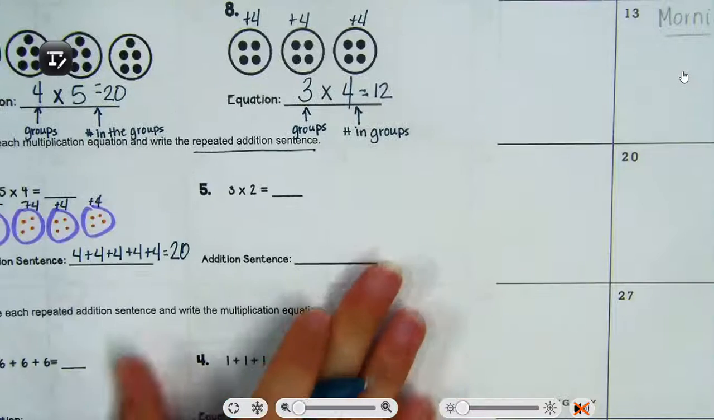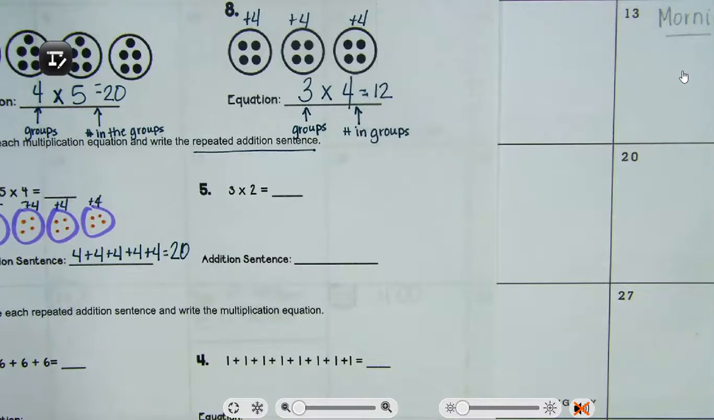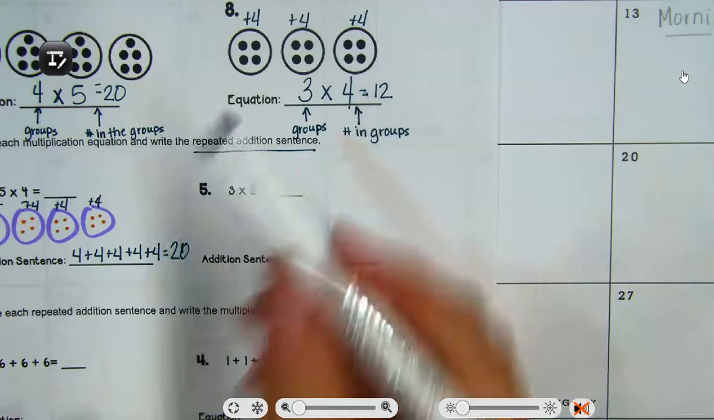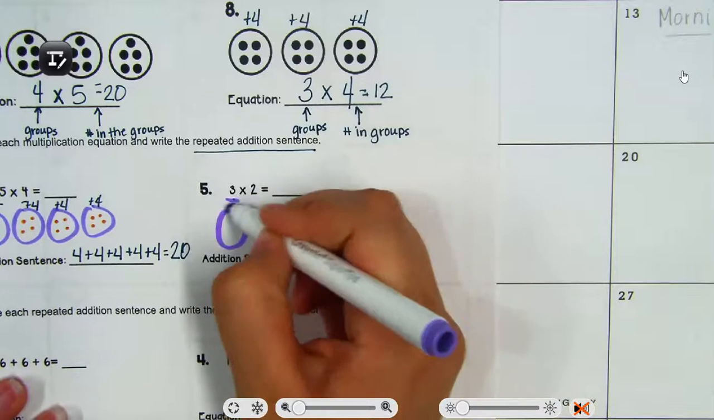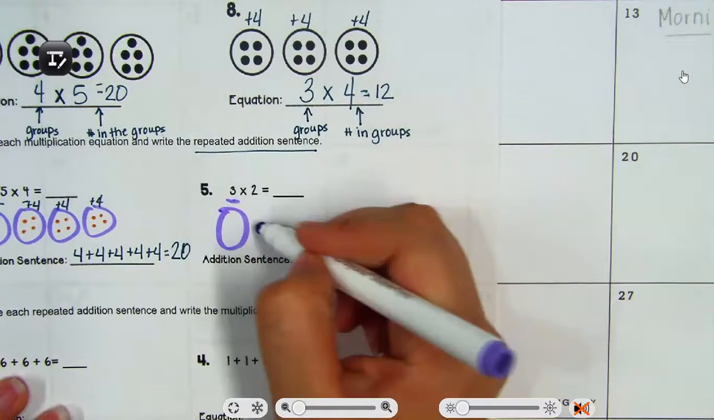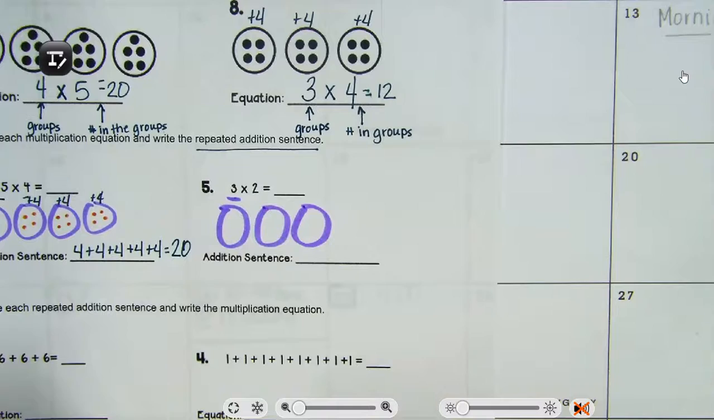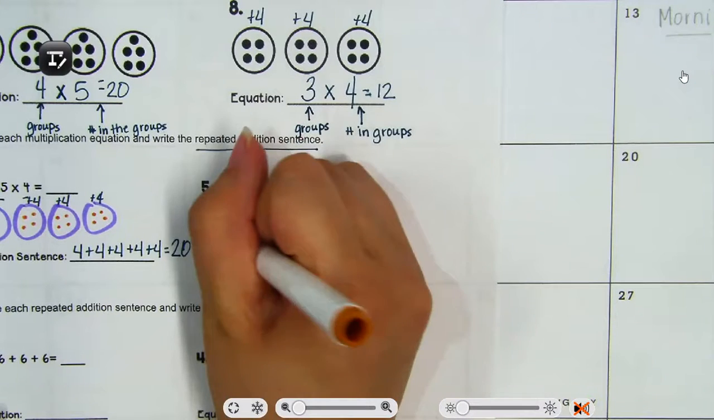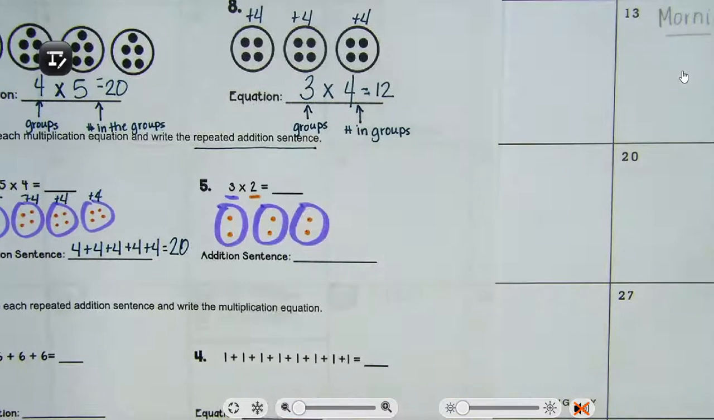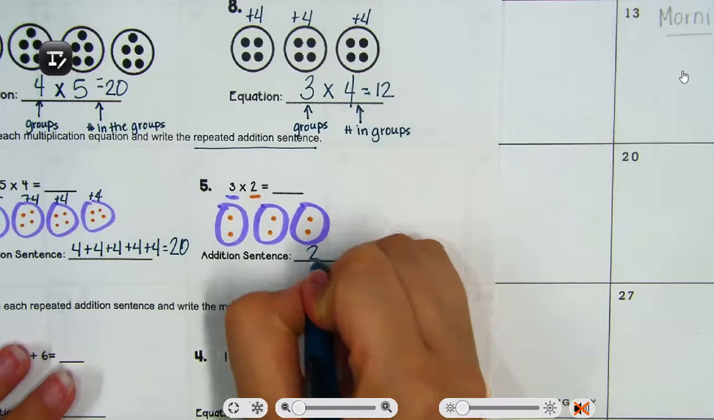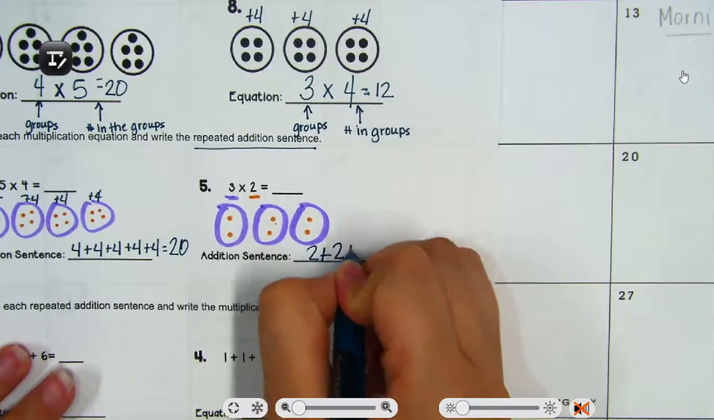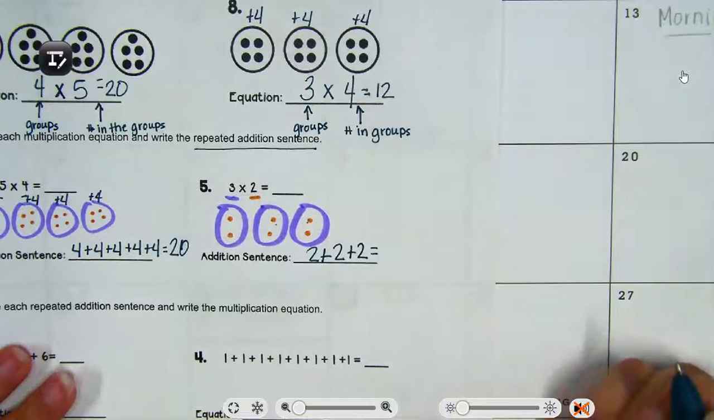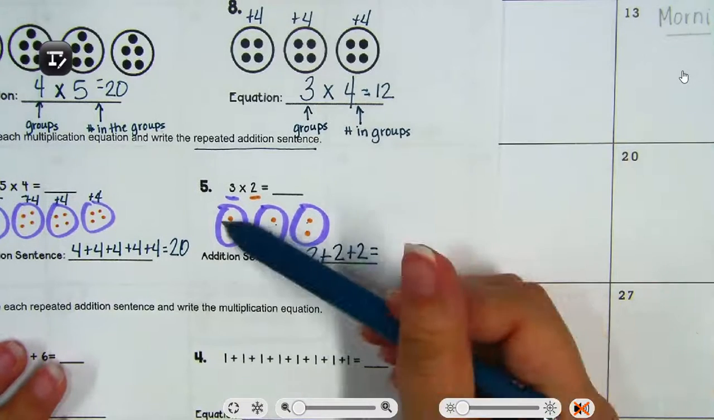So let's look at number 5. And this one I need 3 groups, because remember that first number tells us the number of groups. And then each group has 2. So 1, 2, 1, 2, 1, 2. So my repeated addition would look like, I'm going to be adding 2 for however many groups I have. So 2 plus 2 plus 2. And I can count by 2s. 2, 4, 6.